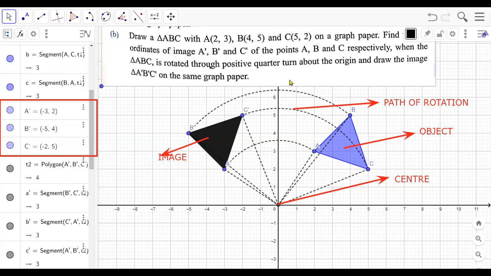You can take the screenshot, my dear students. You can take the screenshot of this answer. Okay, this is the required answer. This is the final answer. Yes, sir. I hope you all understand. Do you all understand? Yes, sir. Okay.